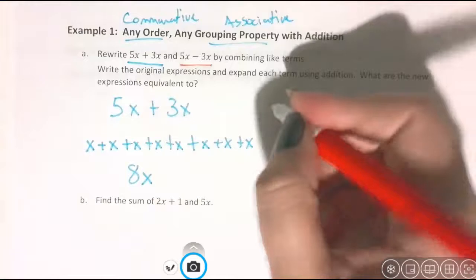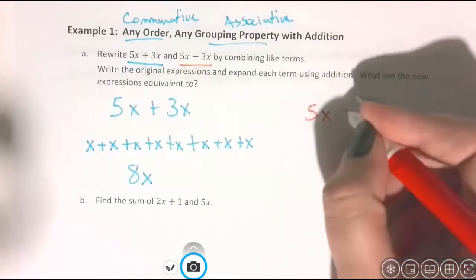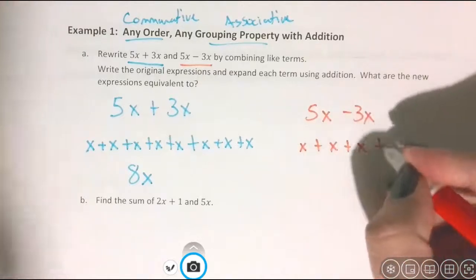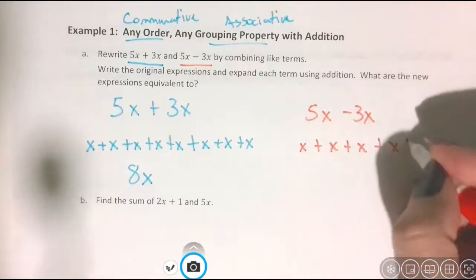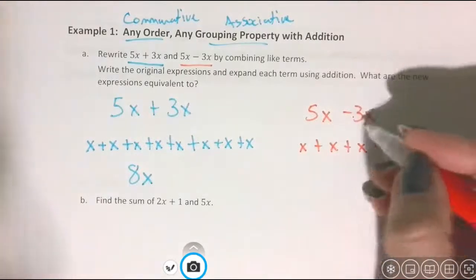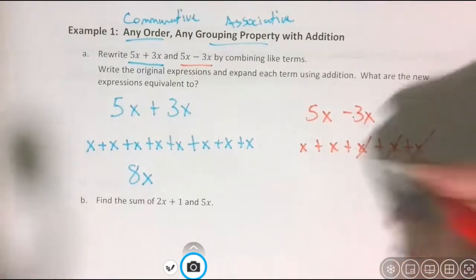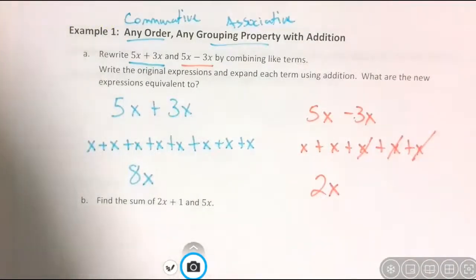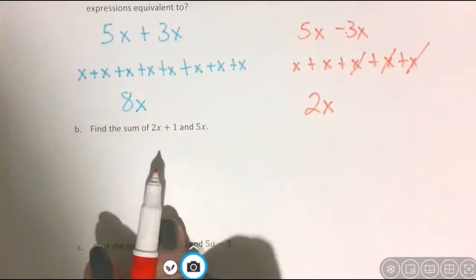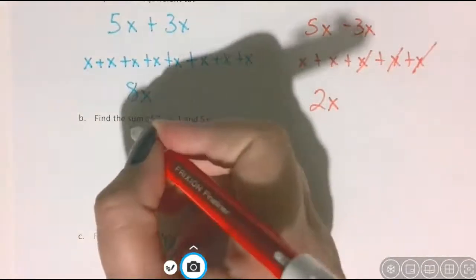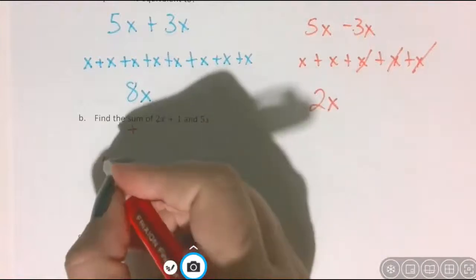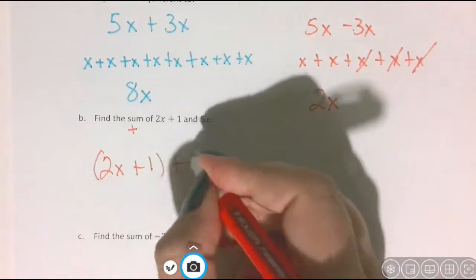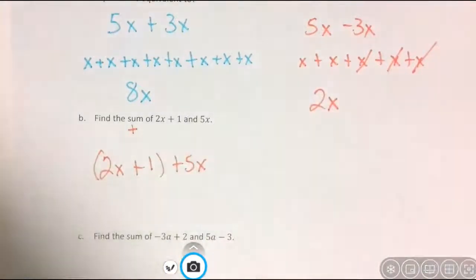Now for this one, I would have 5 x's minus 3 x's. 1, 2, 3, 4, 5 x's. And then I would remove 3 x's, leaving me with 2 x's. For the next section, we are to find the sum, which is the answer to an addition problem, of 2x plus 1 and 5x. So we're going to use some of our properties as we work through this.